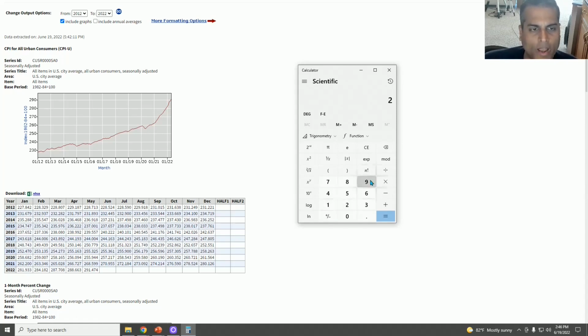So 291 divided by 229 is 1.27. 27% inflation over 10 years. What does that come out to on a per year basis? So we take the 10th root of this. I hope everyone understands the arithmetic of this. The 10th root of this number gives us the annual percentage growth rate, 2.4%. So the CPI growth rate over the last 10 years has been 2.4% a year. Sometimes lower than that, sometimes higher than that, but the average annual growth rate has been 2.4% a year.